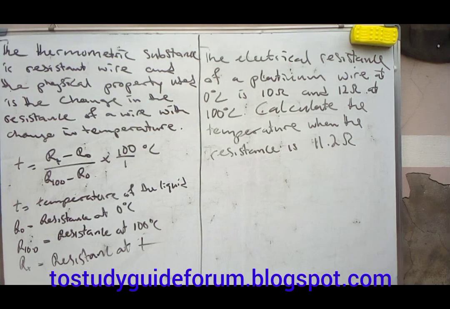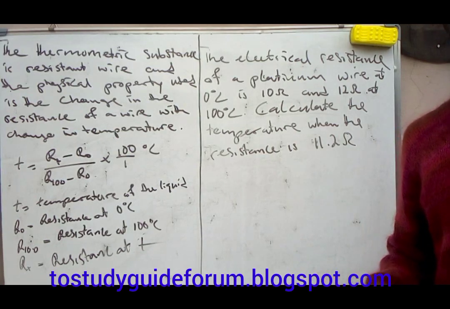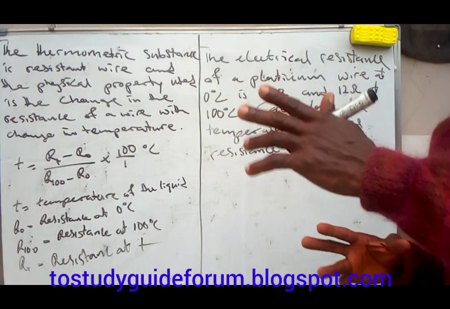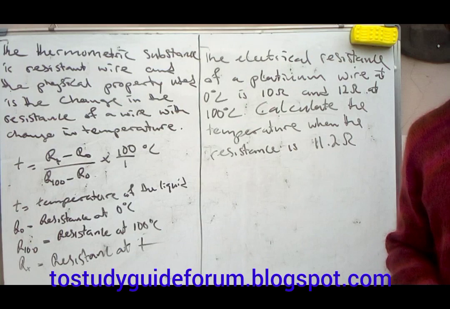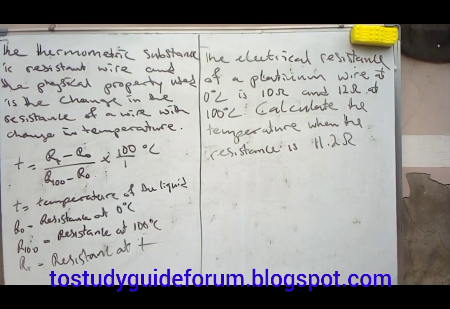Now we are going to use it to solve some problems. I encourage you to be patient enough to go through it so that you will know how to handle some of these problems, because I'm going to show you two types of problem solving in regards to this. This is the first one. The question says the electrical resistance of a platinum wire at 0 degrees Celsius is 10 ohms and 12 ohms at 100 degrees Celsius. Calculate the temperature when the resistance is 11.2 ohms.